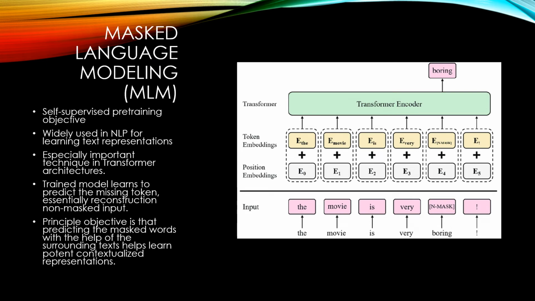Here we take a look at what masked language modeling is and why it's so prevalent in modern natural language processing models. Masked language modeling is a self-supervised pre-training objective. It's widely used in NLP for learning text representations. It's an especially important technique in transformer architecture, as mentioned previously, was created with BERT. The trained model learns to predict the missing token, essentially reconstructing the non-masked input, which you can see in the picture to the right, where "boring" is masked, and the transformer encoder trains to predict that word and reconstruct the sentence. And the principal objective is that predicting the masked words with the help of the surrounding text helps learn potent contextualized representations. Essentially, by doing this a bunch of times, the program will learn patterns for whatever language it's given.